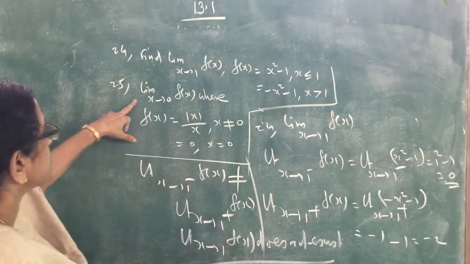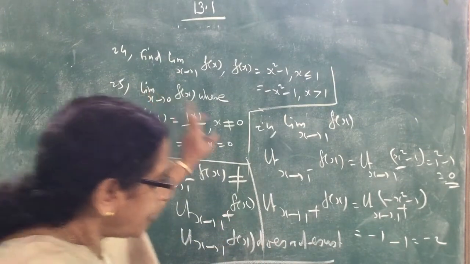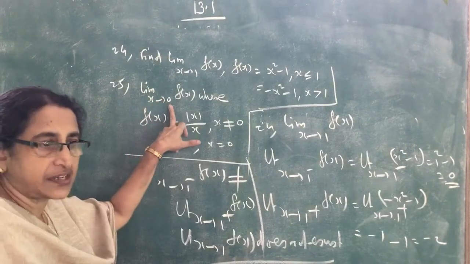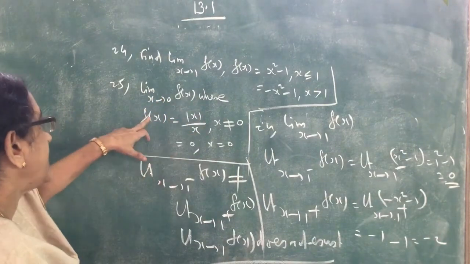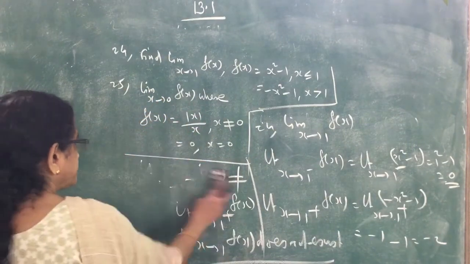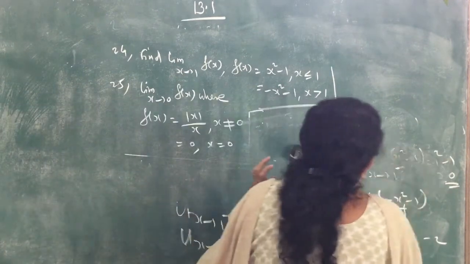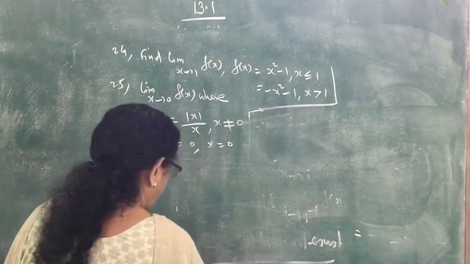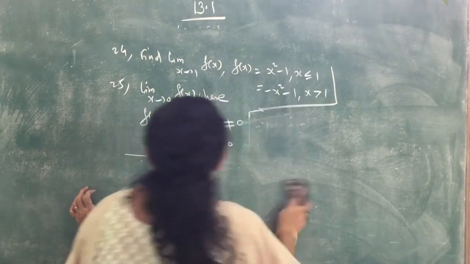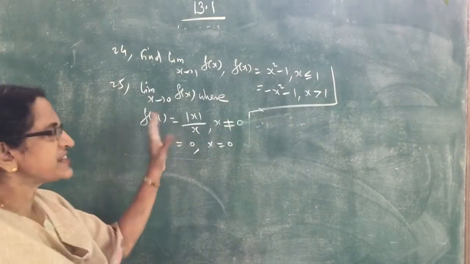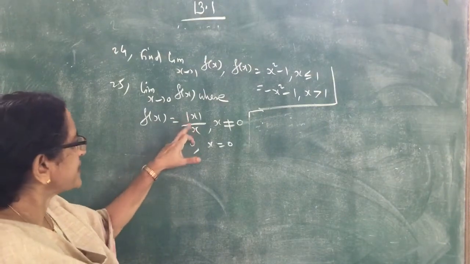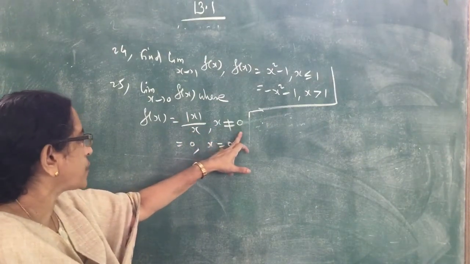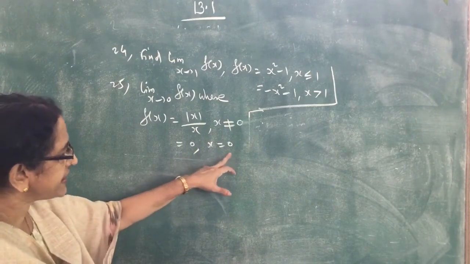Now see the next question: limit x tends to 0 f of x, where f of x is equal to this function. Here it is defined as modulus x by x when x is not equal to 0, and equal to 0 when x is equal to 0.